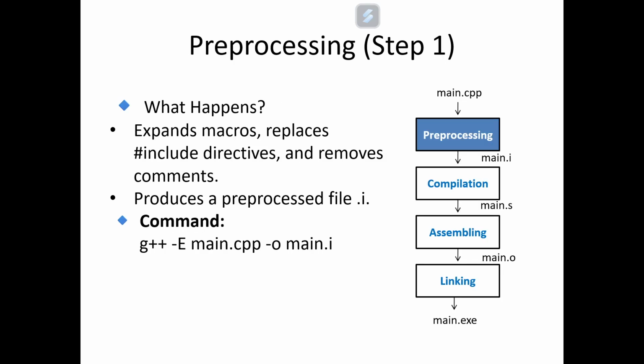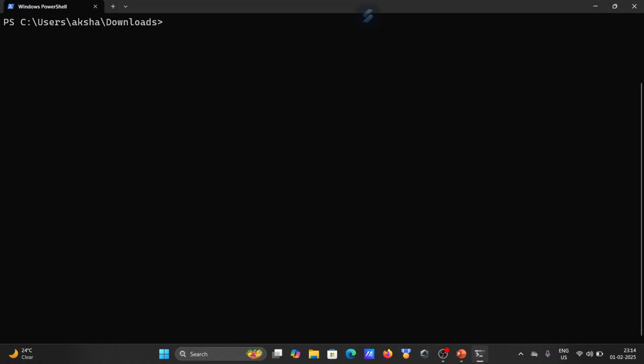The first step is preprocessing, where the compiler calls the preprocessor, expands the source code, and produces a preprocessed or expanded code. It also expands all macros, handles include directives, and removes comments. So we will use the following command to do the preprocessing and produce the preprocessed code. So let us go to the command prompt.